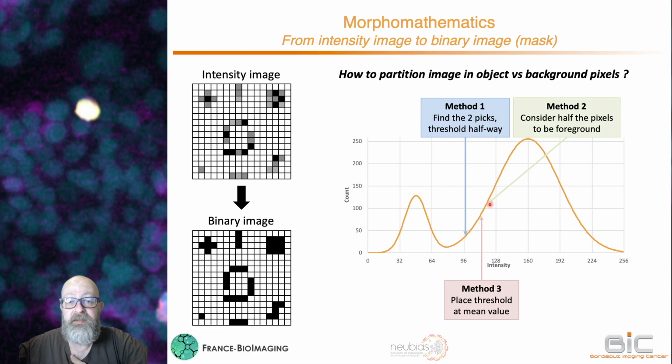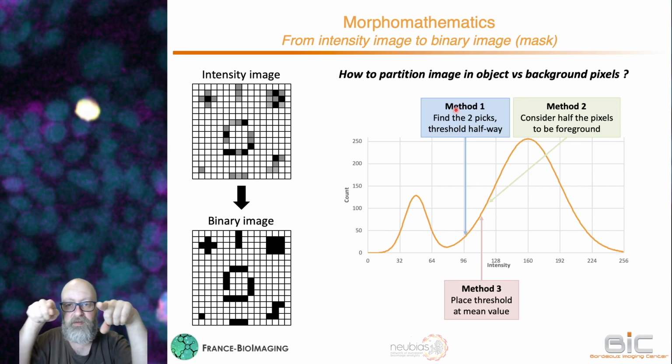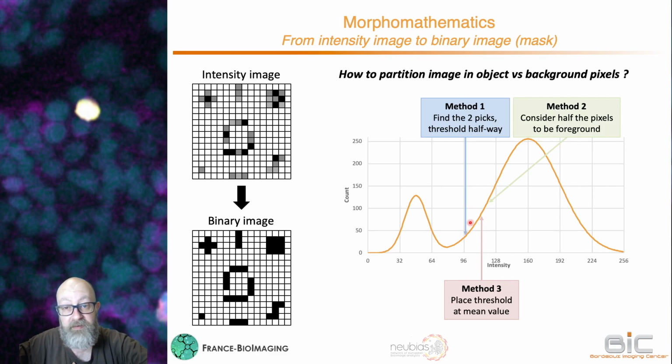So now the question is, how do I find the limit between the two? Well, I could try to fix it manually, for instance, here, or I could try to use some automated methods. For instance, I could try to identify the two peaks, and from the two peaks, select a value that would be at halfway. This is one way to proceed. In this specific example, it wouldn't be appropriate, but this is one way to proceed.